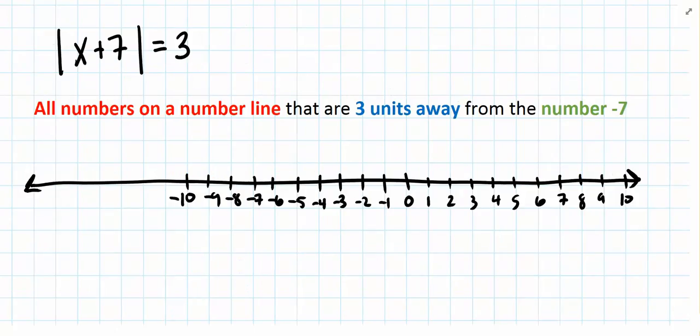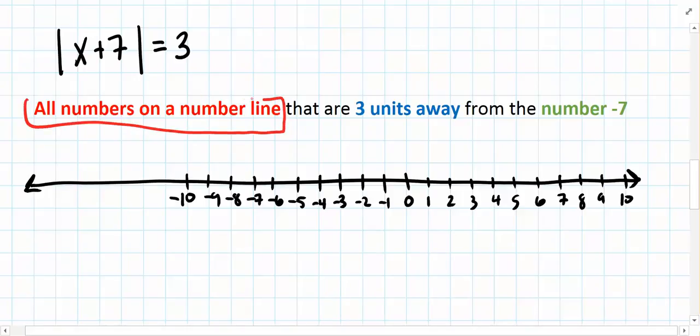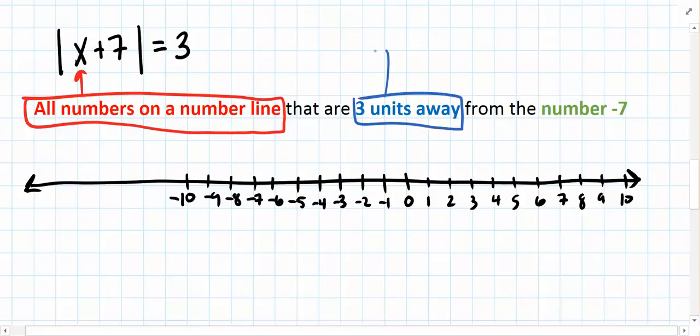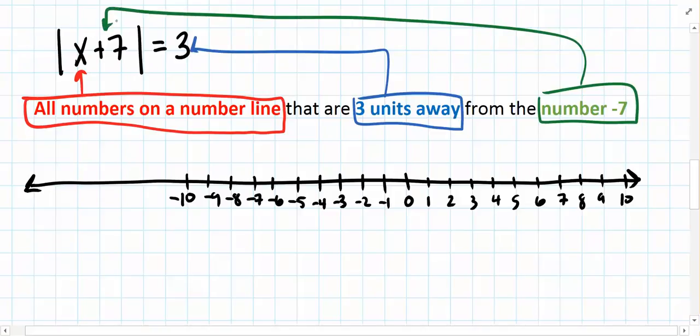This one says all numbers on the number line that are 3 units away from the number negative 7. So again, all numbers on the number line, that represents the x part. 3 units away, that represents what it's equal to. And the number negative 7, notice it is the opposite sign of the number inside the absolute value bar. So let's visualize this. All numbers on the number line that are 3 units away from the number negative 7.